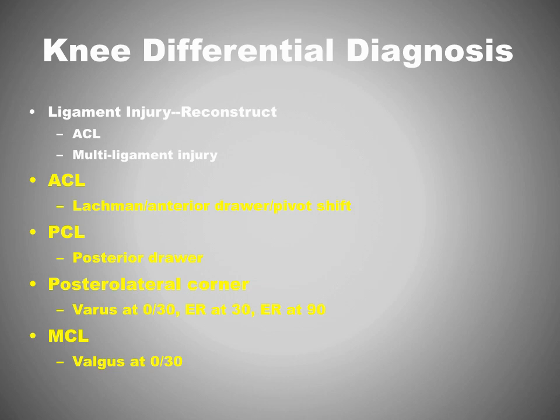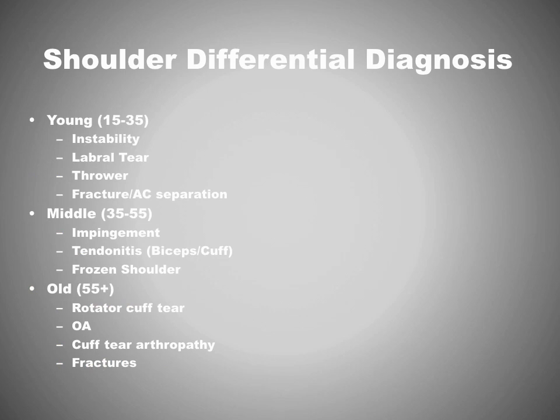The shoulder is a little bit different. We like to divide these groups based on age in my clinic. Young patients, they're very active. The main problem in young patients is going to be instability, labrum tears, throwers, fractures, and AC separations because they're very active, falling down off motorbikes and mountain bikes, etc.